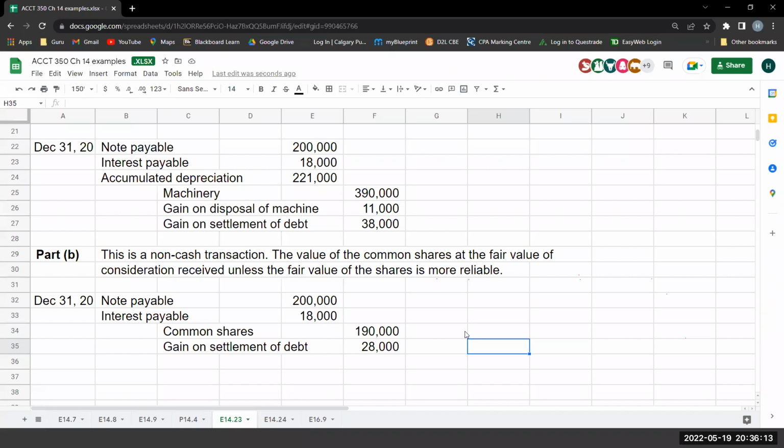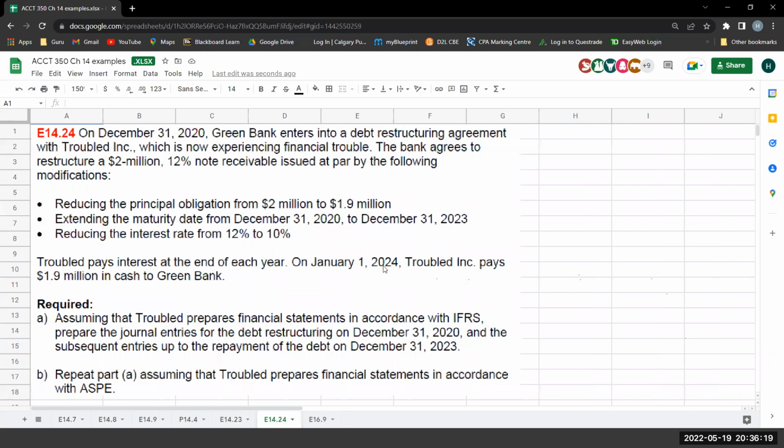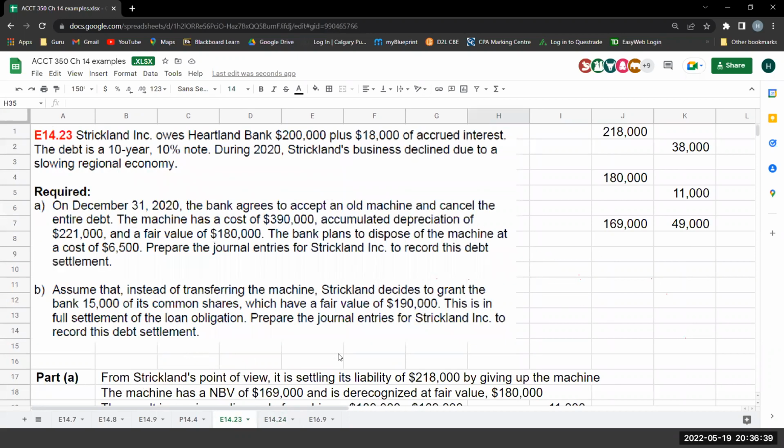$28,000. Restructuring, in my opinion, is what happens in 1424. Look at 1424. Here, a restructuring of debt is that the debt will continue, right? The debt is not going away. The debt will continue. The terms of the debt will be modified, be changed. So here for Strickland, the debt is in both cases wiped out. The debt is no longer there. It's a settlement. If the debt will continue, but with changes in terms, then that's the restructuring.